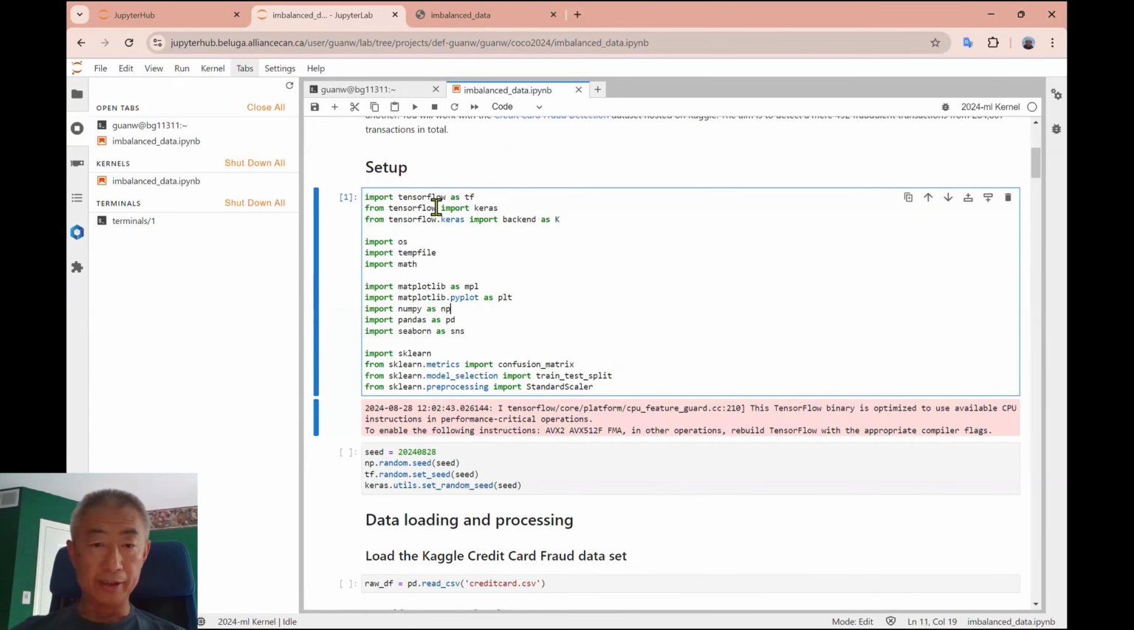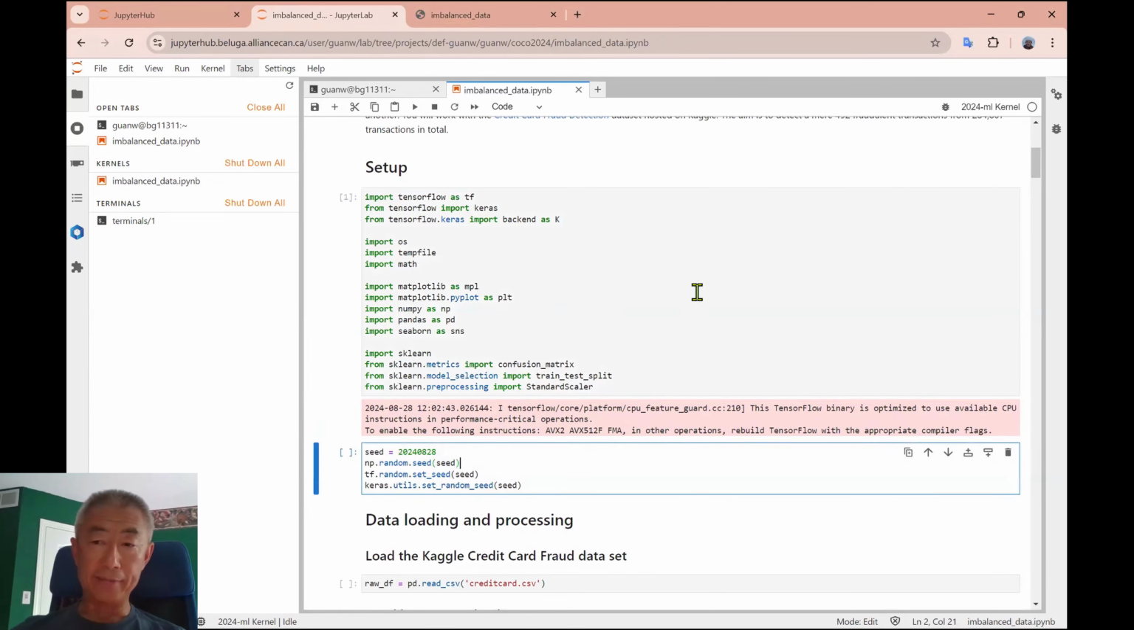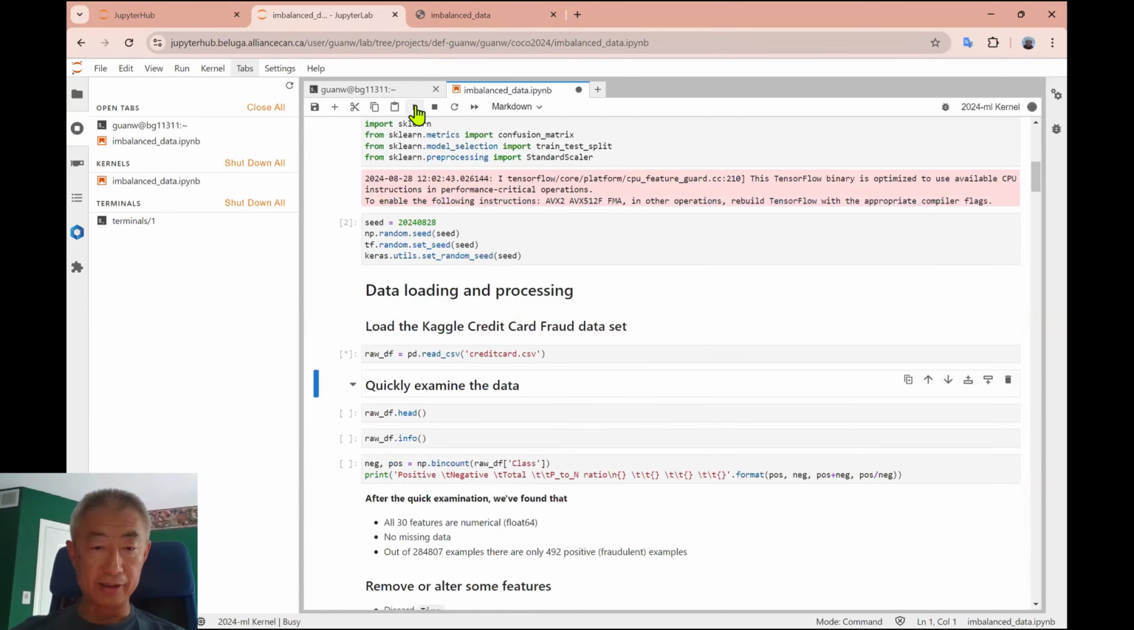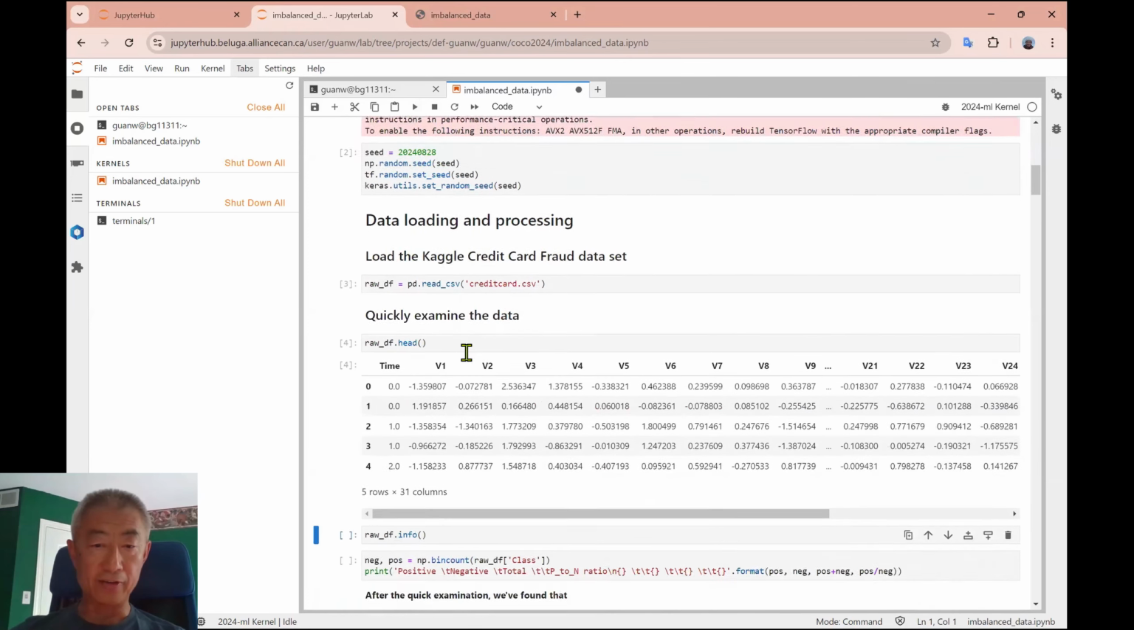So first we load in some Python modules like TensorFlow, scikit-learn, and so on and so forth, and I'm going to make the process repeatable, so I'm going to set a random seed. After that, I'm going to load the data. It's already saved in a CSV file. I'm going to load it in and take a quick look at the first 5 lines.